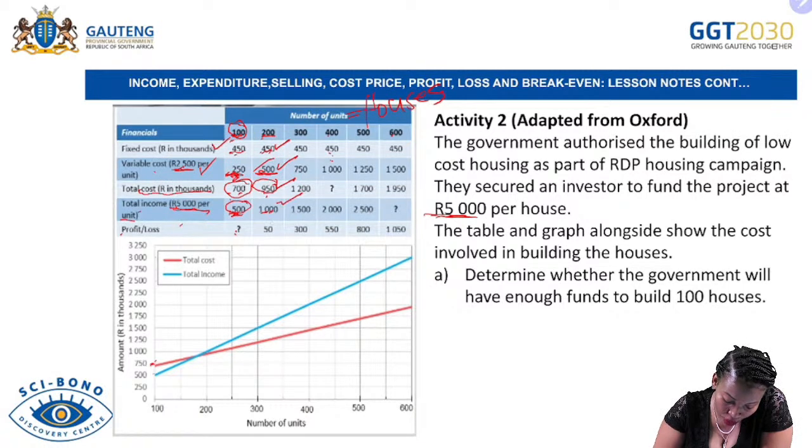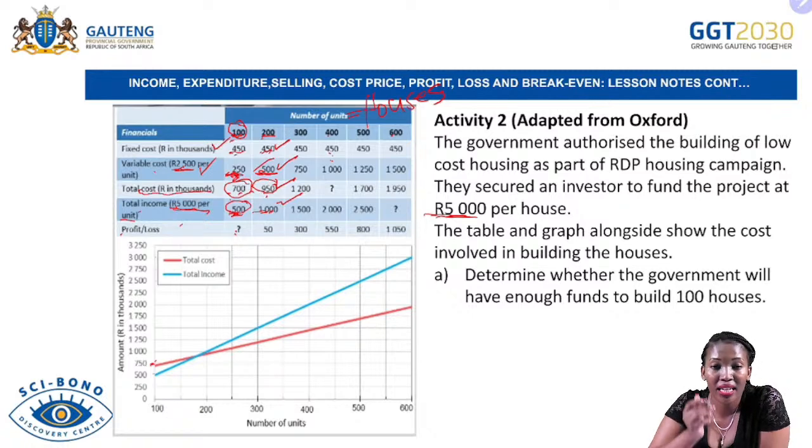Now when you check, the income is more than the expenses. That will tell you already that for 200 units, the government will not be running at a loss, but instead they will be having a surplus of how much? Of 50 units. I hope that is clear, girls and boys.